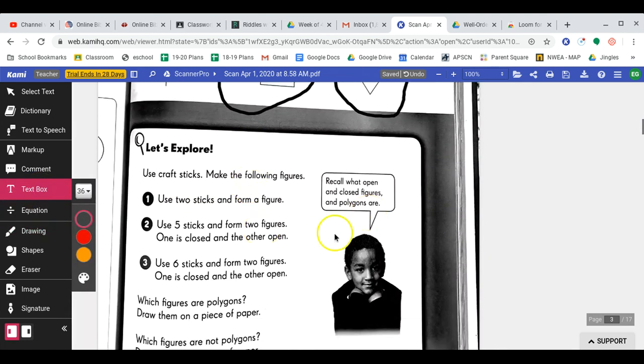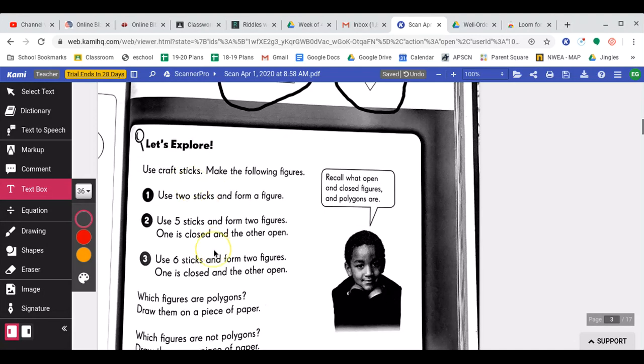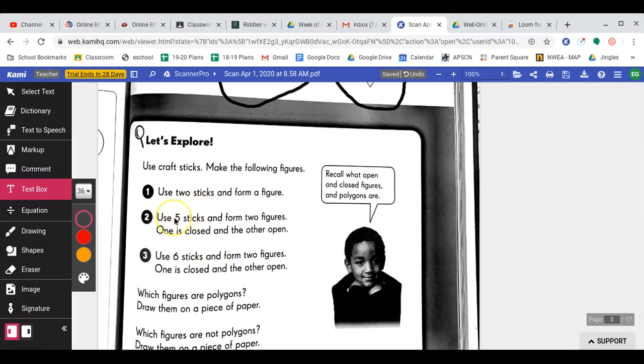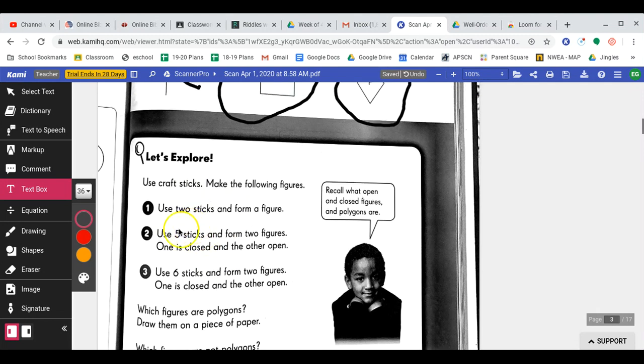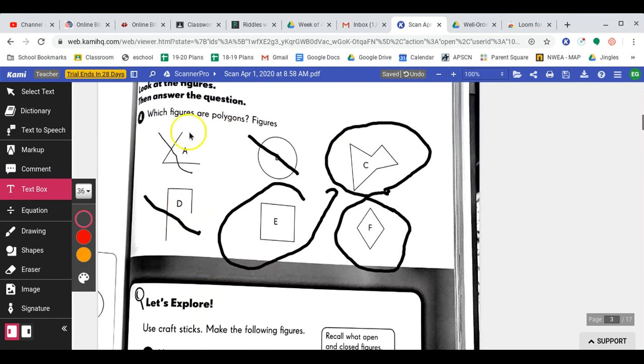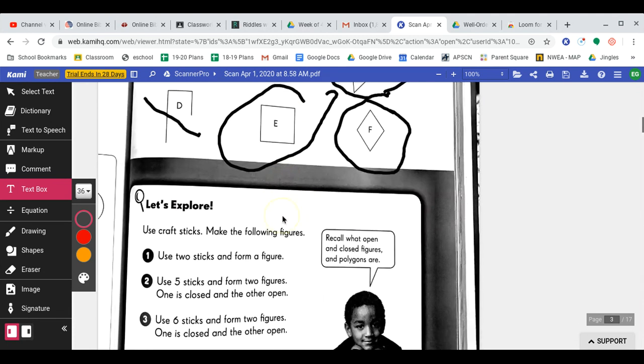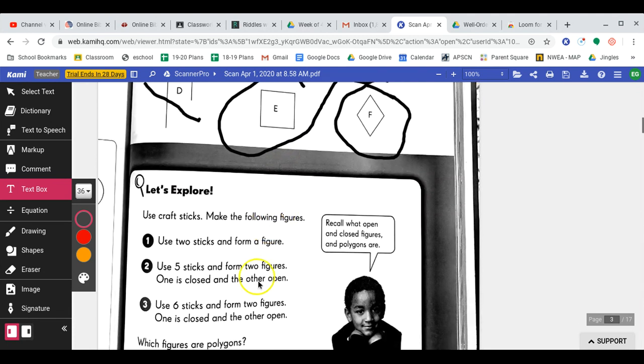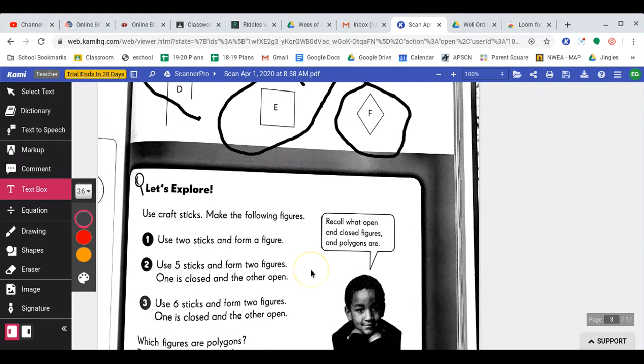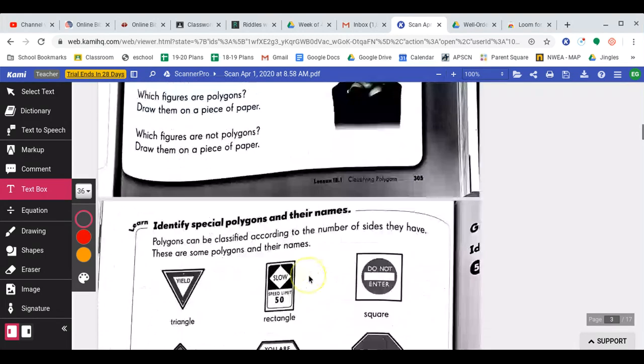Okay, if you are able to do this Let's Explore section, that'd be great. Use craft sticks, which is kind of like a popsicle stick, and you can make some of the figures. Try using 2 sticks to form a figure, and you should be able to observe that all you're going to be able to make is an angle with 2 line segments or 2 craft sticks. But with 3 or more, you'll see that there are some polygons that you can create.